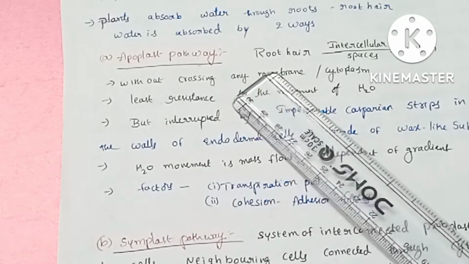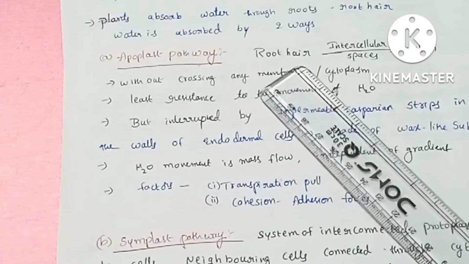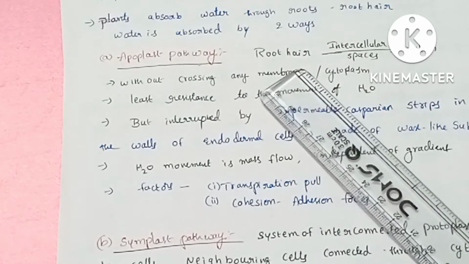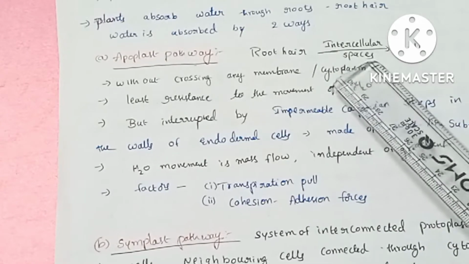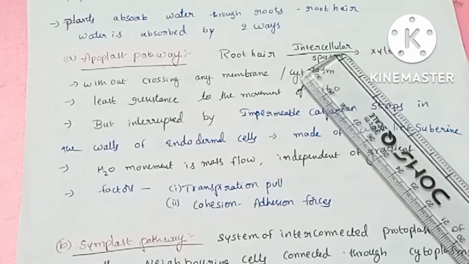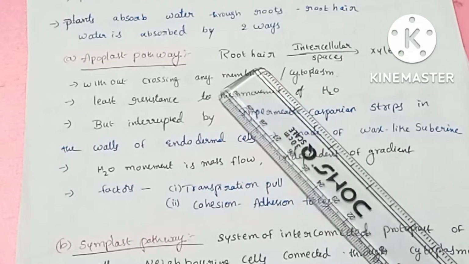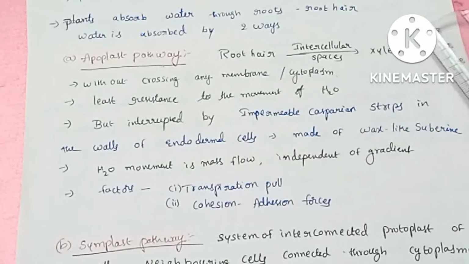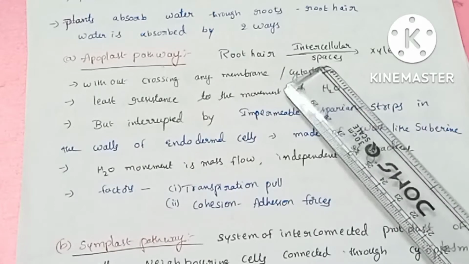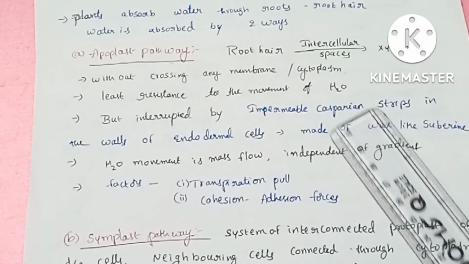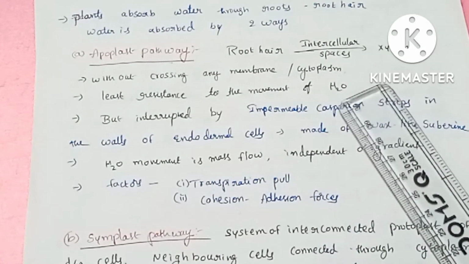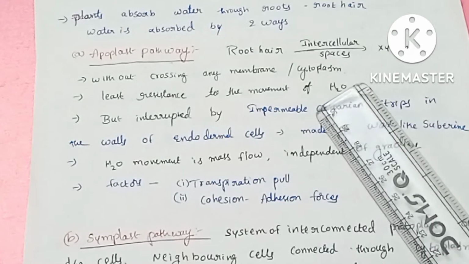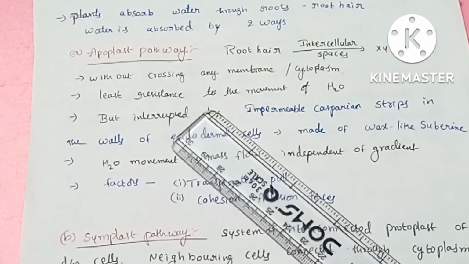In the apoplastic pathway, from the root hair, the water will enter into the xylem through the intercellular spaces. Here how does it move? From the root hair, water is absorbed, and how does it enter into the xylem? By means of the intercellular spaces. So what are intercellular spaces? Intercellular spaces are nothing but the spaces present between the cells. By means of those intercellular spaces, the water is moving, that is called as apoplastic pathway.